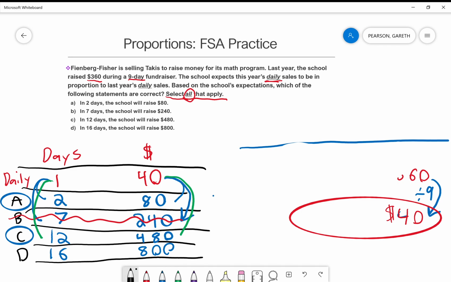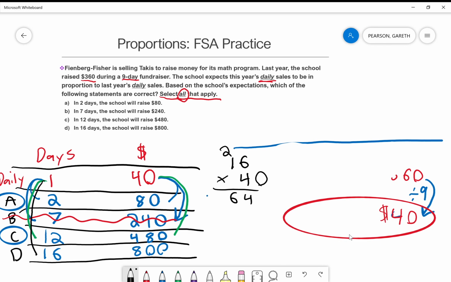Okay, to get from 1 to 16, I multiplied by 16. Perfect. Now I have to do 4 times 16. Okay, 16, 4, let's multiply. 4 times 6 is 24. 4 times 1 is 4, plus 2 is 6. Now, if 4 times 16 is 64, 16 times 40 is going to be 640. As you can see down here, you do not have 640, you have 800. That means that your only two correct answer choices are going to be A and C, as we already established. So here, it's only going to be A and C.